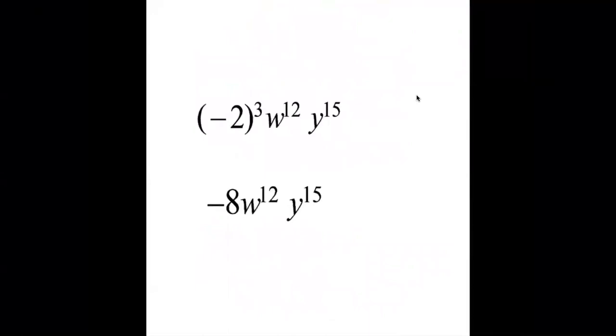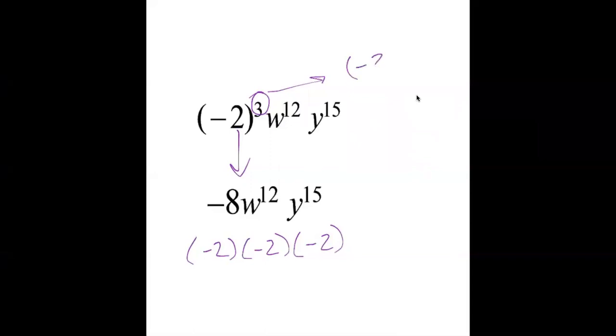Now, the question is, how did they go from this answer of negative 2 to the 3rd to 8? Remember what this 3 stands for. That means there's 3 sets of them. So that literally means -2 times -2 times -2. Now you could do that on your calculator. You have to do parentheses -2 and the caret key 3, and that'll give you the -8 answer.